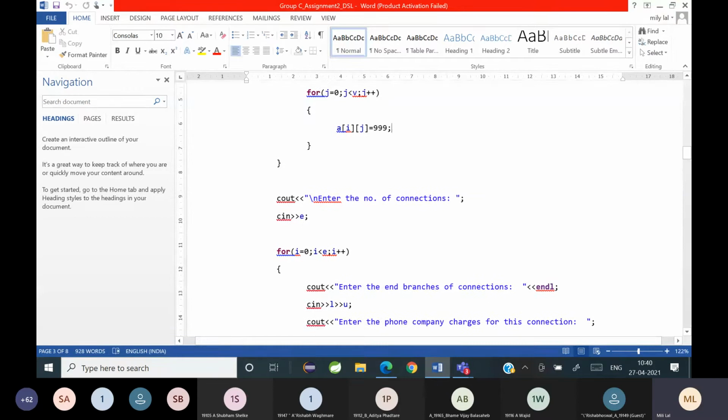Can somebody tell me what that will be? We have taken the number of branches first. Now what is "enter the number of connections"? What is it referring to? Number of edges. Yes, so it is referring to the number of edges.